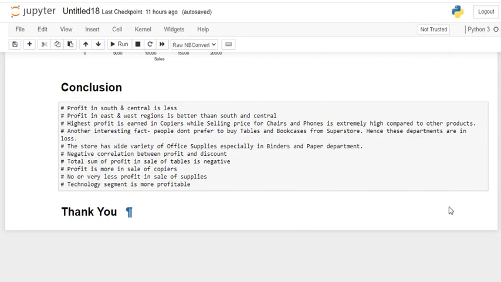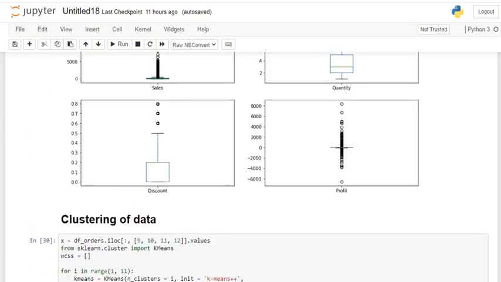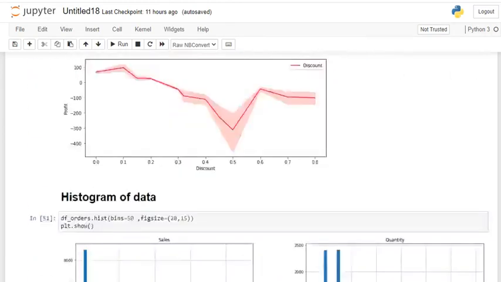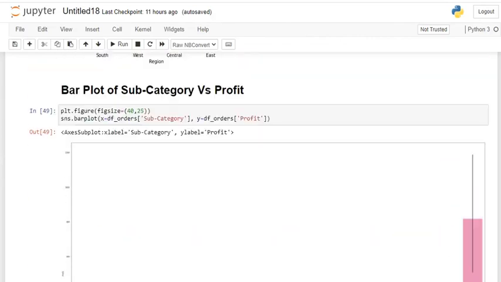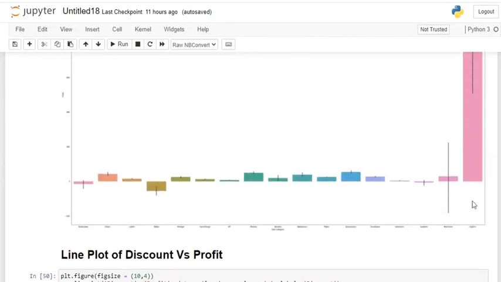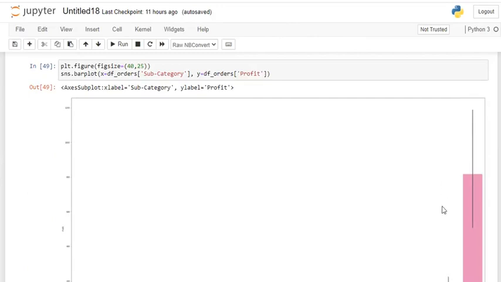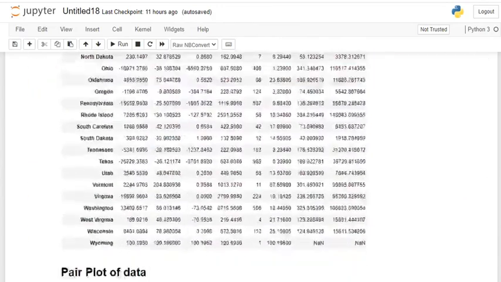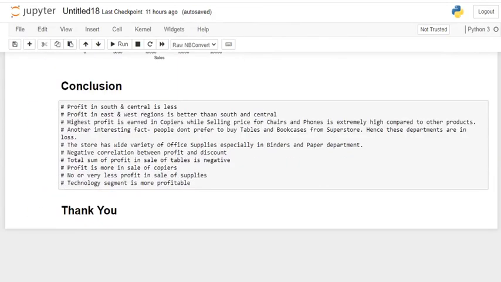Already we have seen it in the copiers plot, let's see here again. This is the subcategory plot. This is the copiers, highest sales. Highest profit is earned in copiers, while the selling price for chairs and phones is extremely high compared to other products. That already we have seen in the graph.